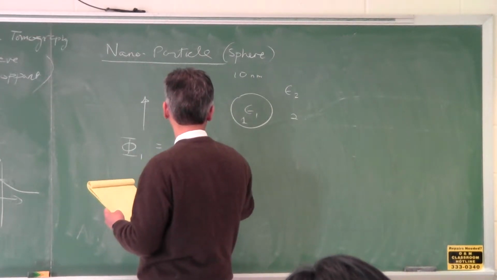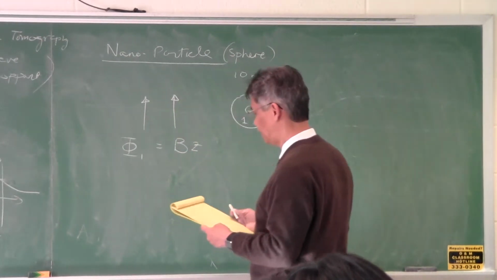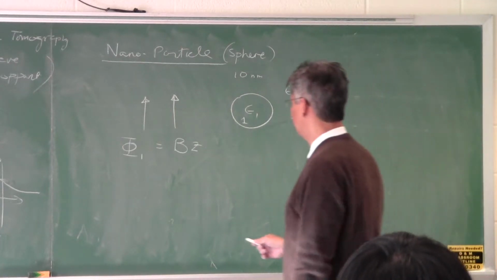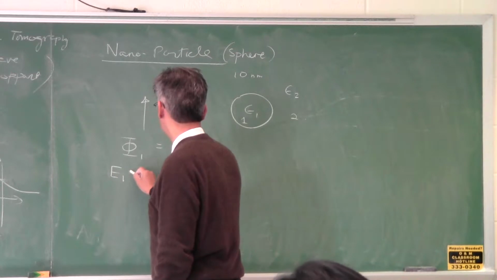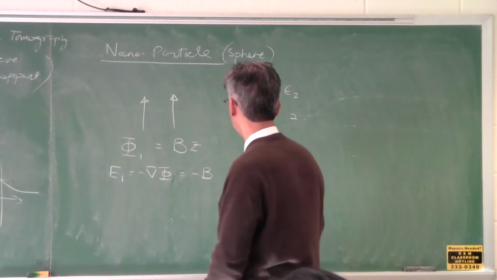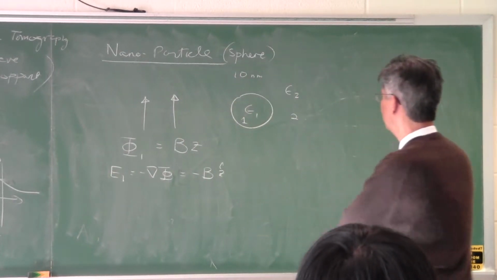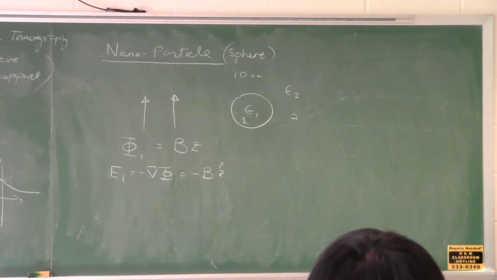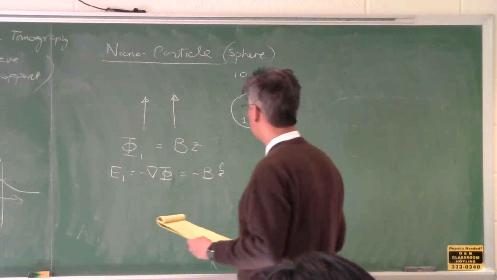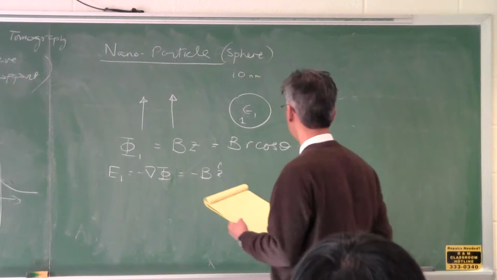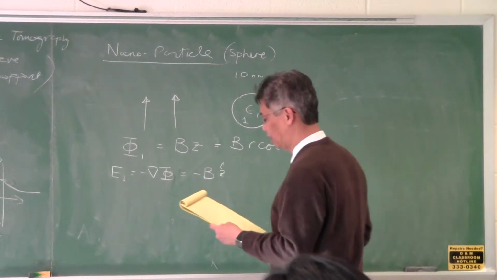I know that the potential in region 1, which is inside the sphere, has to be something of this form, because the field E1 is minus grad phi1. It's just minus B, right? So B z hat. So the field is a constant inside the sphere because the sphere is so small. It turns out that in fact the constant solution exists inside this sphere. And then just outside the sphere, I have another solution. I can write this in polar coordinate system, so that gives me that thing over there.